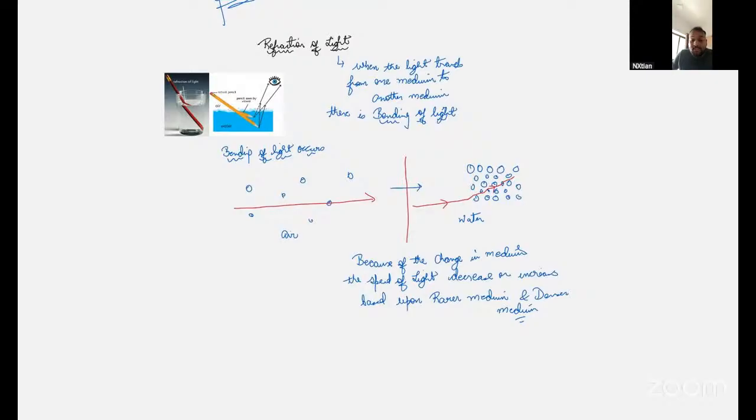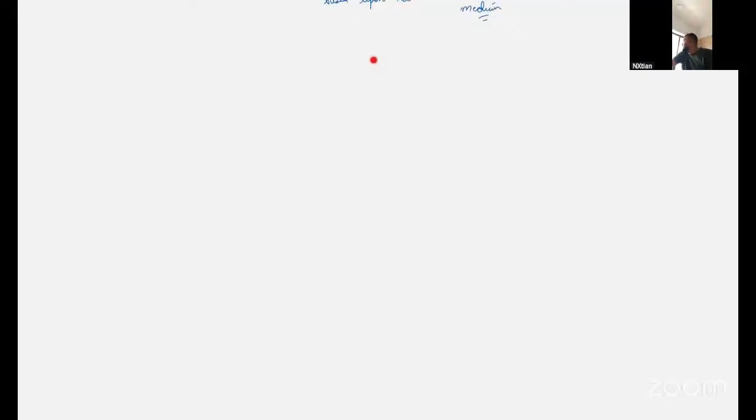Sir, because of the change in medium, the speed of light, what is the other thing you wrote? Decreases or increases. Increase. Okay. Now put a heading. Put a heading. Medium.